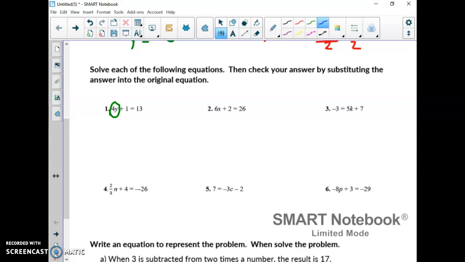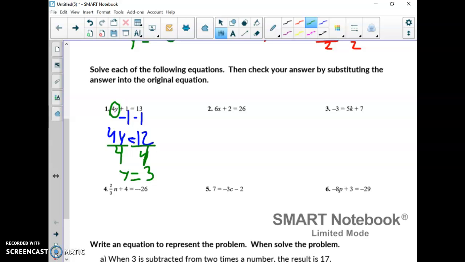Okay, and what's the inverse of plus 1? Very good, minus 1. Okay, so we're going to minus 1 from both sides. And when we do that, we're left with 4y on the left and 12 on the right. 13 minus 1 is 12. From there, it's just a good old-fashioned one-step equation. Okay, 4y is multiplication. And what's the opposite of multiplication? Division. Very good. So you'll divide both sides by 4. And then you're left with y equals 3.